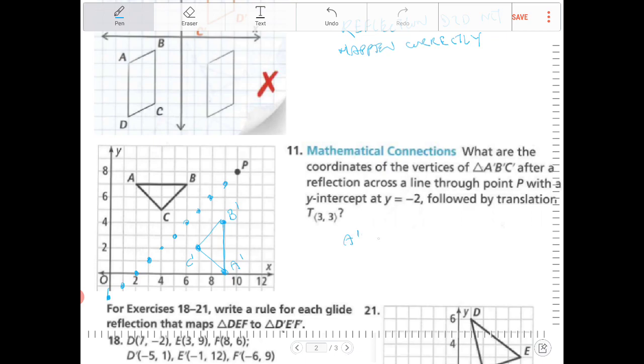So A prime, A double prime rather, will end up at, so I'm at 9, 0 right now. If I add 3, 3 to it, it will be 12, 3. B double prime, where will it end up? 9, 4 plus 3, 3 will be 12, 7. C double prime, where will it end up? C right now is located at 7, 2. If I add 3, 3 to it, it will be 10, 5. So these are the points of A double prime, B double prime, C double prime.